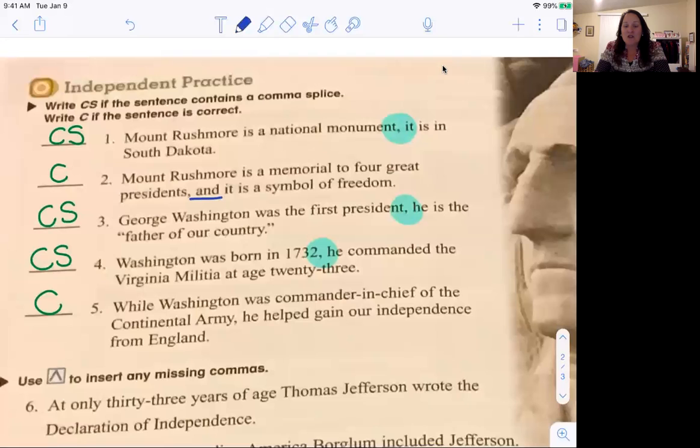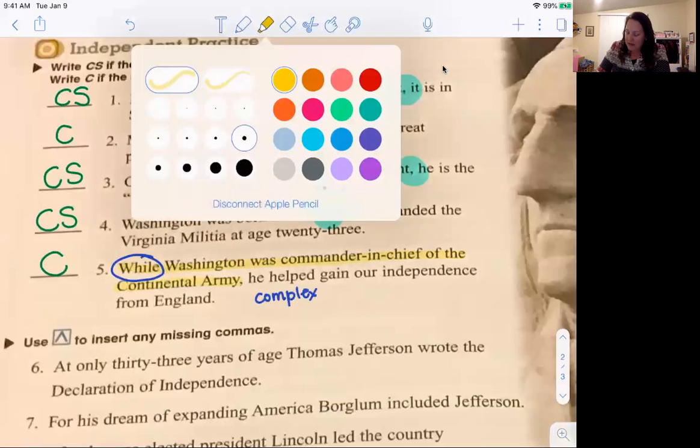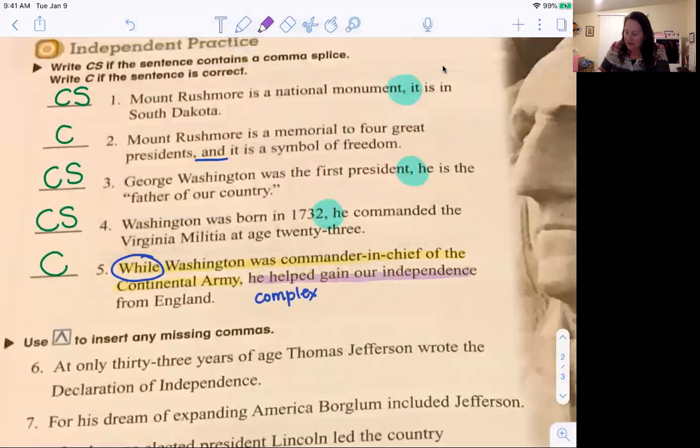Number 5, while Washington was commander-in-chief of the Continental Army, he helped gain our independence from England, and that is a correctly written sentence. Okay. And the reason why, let me go back, the reason why is because of this word right here. The word while is a subordinating conjunction, which makes that clause dependent. This is an example of a complex sentence because it has a dependent clause that I'm highlighting, joined with an independent clause of he helped gain our independence from England.